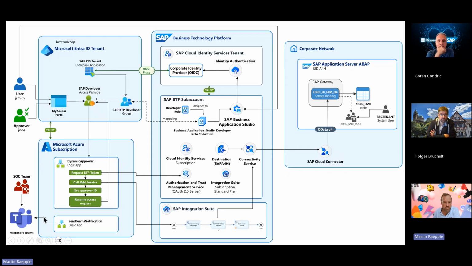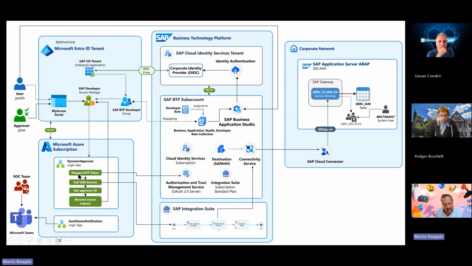Okay, maybe I jumped quickly to my last slide before we take a look at the scenario. This is again the same picture, again one little level deeper. So here you see a breakdown of the main task in that logic app. I called it dynamic approver because what it does is it dynamically determines the approver in such scenario, right?